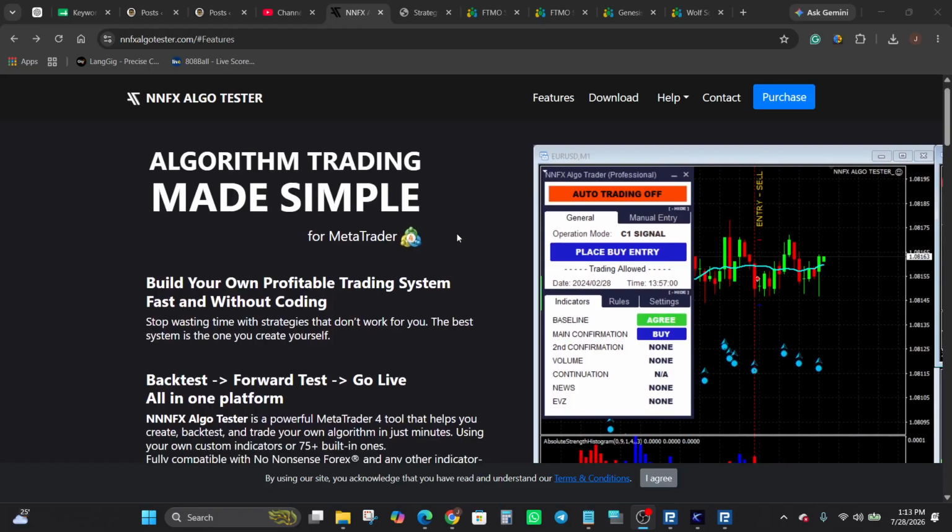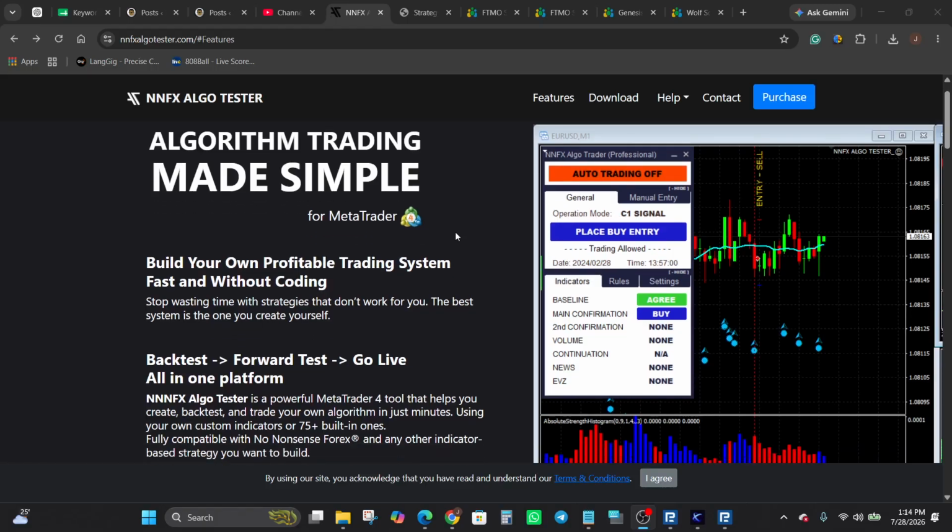Now, let us start by going through the website from top to bottom and see exactly what the developers are offering. Right at the top, the website introduces the NNFX Algo Tester as a platform for building your own trading system without writing code. The main focus here is not selling a ready-made expert advisor with predefined logic. Instead, it is providing a framework where traders can combine indicators and create their own algorithmic strategies.